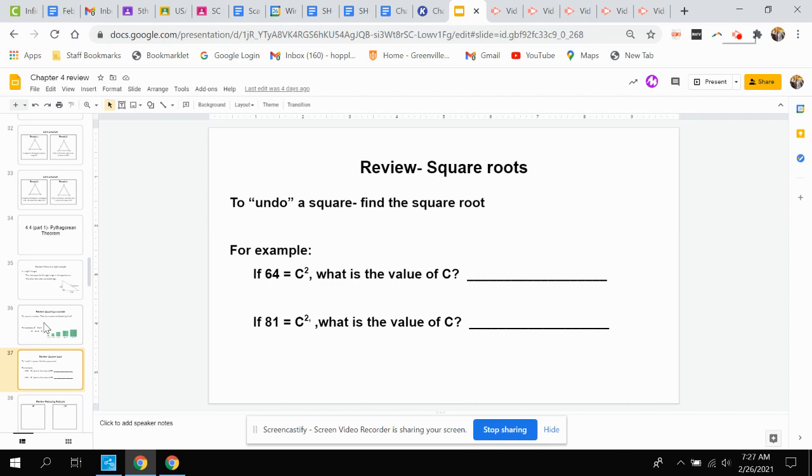And just like we do when we're solving a multi-step equation with addition, subtraction, multiplication, or division, to undo something, you want to do the opposite of it. So in order to undo a square, or the opposite of squaring a number, you find the square root of it. So for example, for 64 equals c squared, you want to square root both sides. And in this case, the square root of 64 is 8. The same thing for 81. If you're looking for c squared equals 81 and you want to know what just c is, you need to square root both sides. So the square root of 81 is 9.